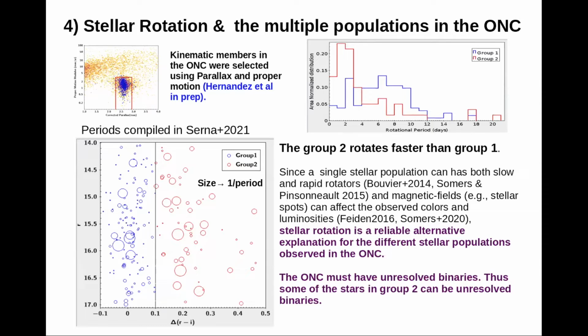Also, one problem is that the ONC must also have unresolved binaries. So some of the stars in this group must also be unresolved binaries. So here we actually need additional complementary studies of stellar multiplicity and stellar rotation to clarify the origin of the stellar populations observed in the Orion Nebula Cluster.